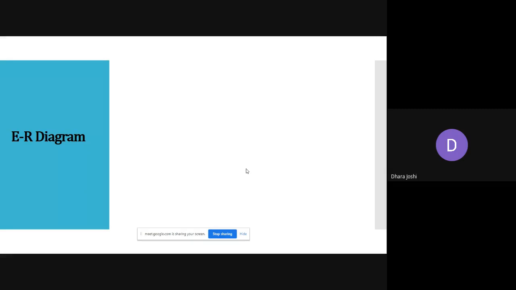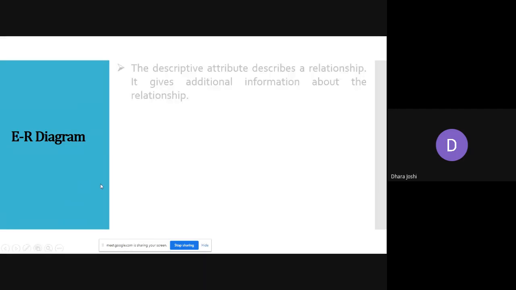Okay, so in the last session, we covered some concepts. We'll first revise those concepts and then we'll move further. We have studied one concept called descriptive attribute. What is a descriptive attribute? It describes something related to a relationship. It gives some additional information about the relationship.